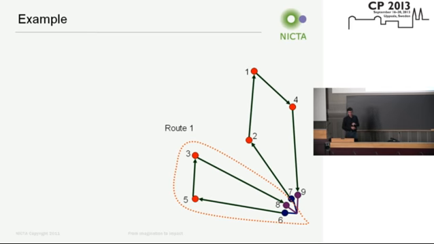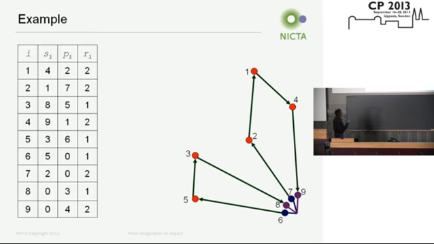So here's an example with route 1 and route 2 as before. So visit 1 has successor 4 and predecessor 2 and is in route 2. Visit 2 has successor 1 and predecessor 7. And your start visits have 0 predecessor, and your end visits have predecessor 6, successor 0.